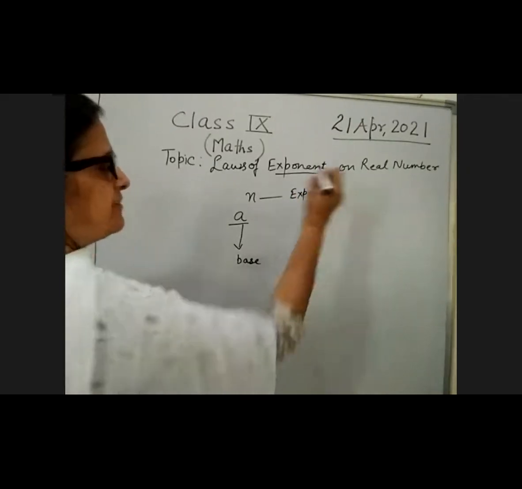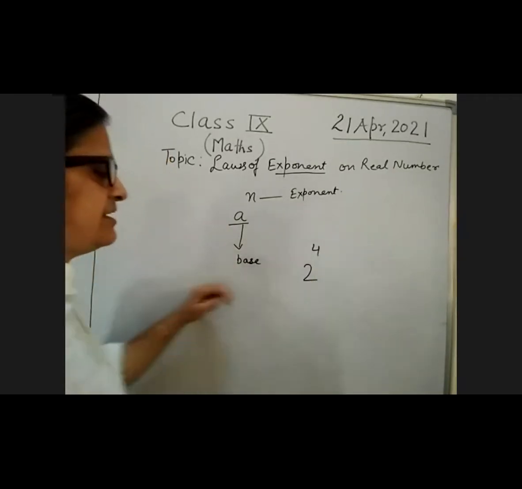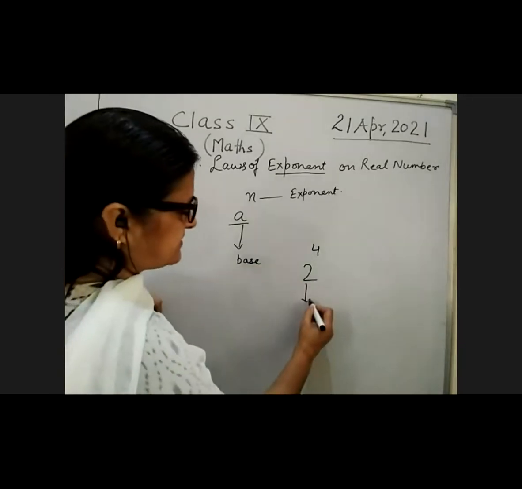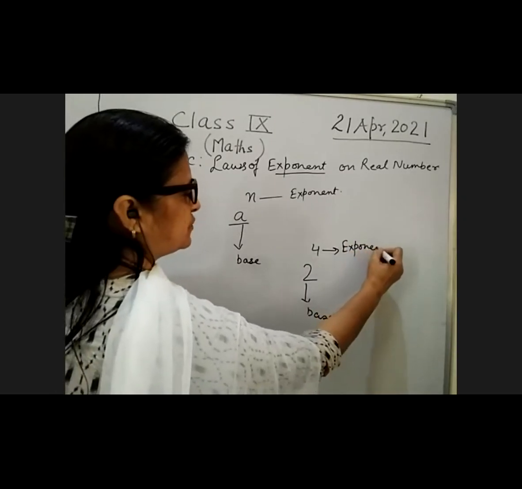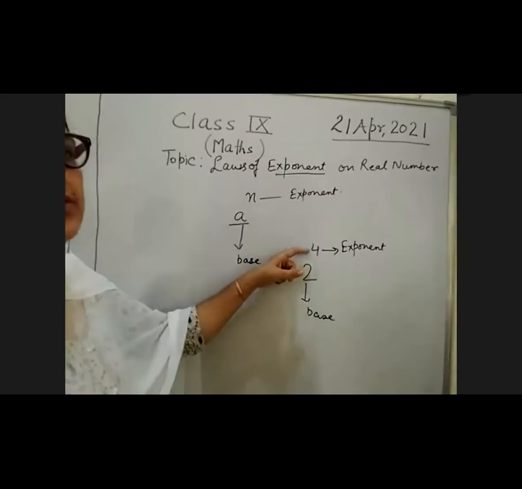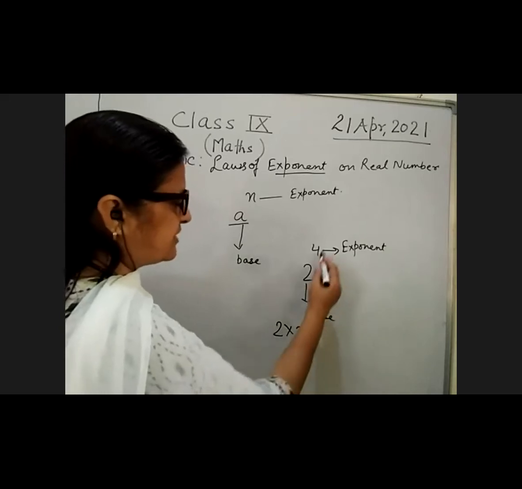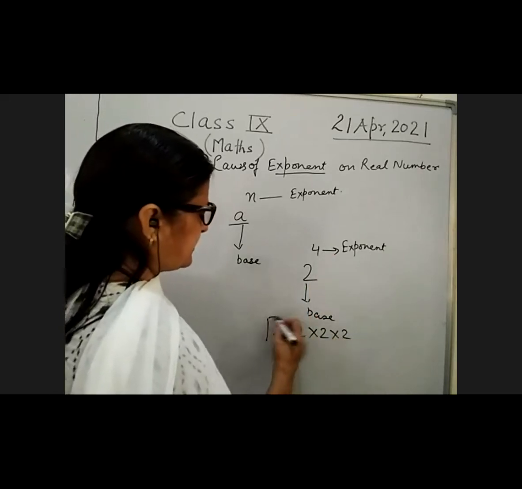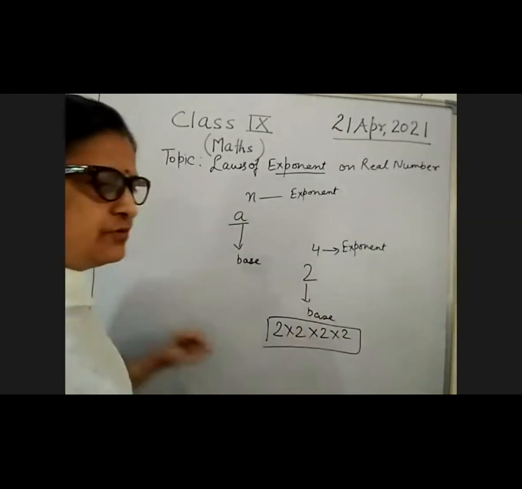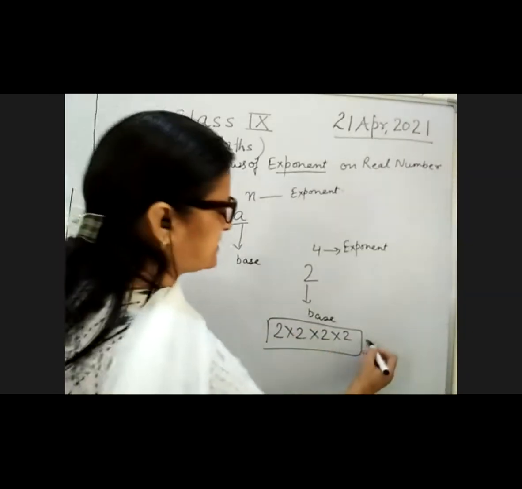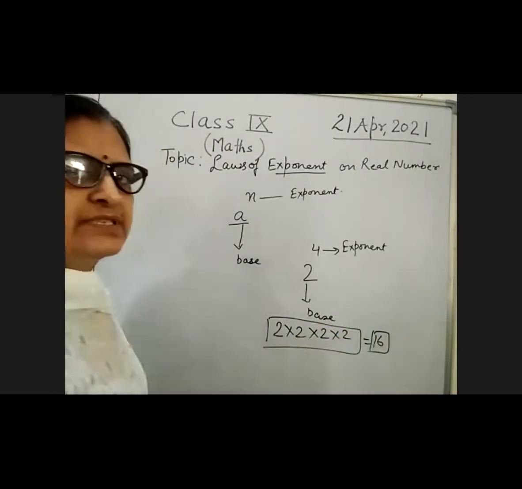Power भी कह सकते हैं आप. And a is your base. Like I will take one example. Here 2 is the base and 4 is the exponent. When we expand 2 raised to the power 4, you have to write 2 four times. 2 2s are 4, 2 4s are 8, 2 8s are 16. When you find the value of 2 raised to the power 4, it is equal to 16.